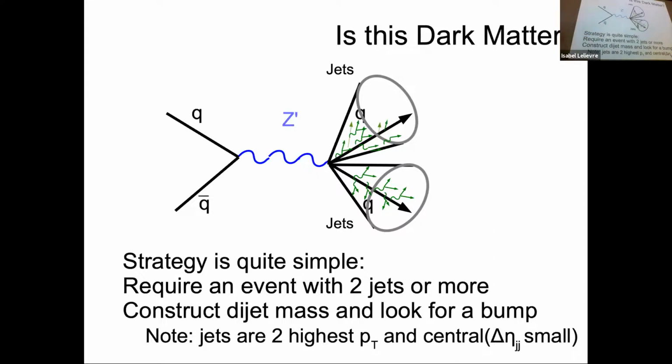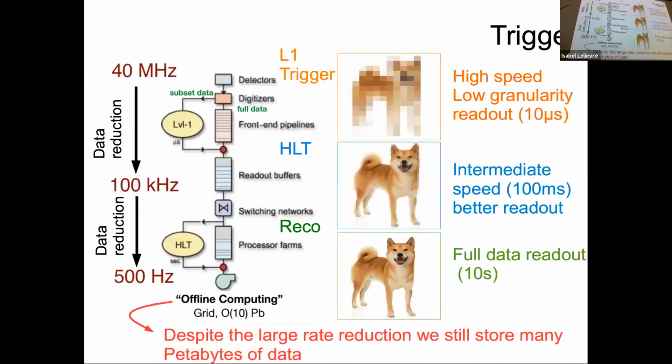We take the mass of that and we look for a bump, right? That's it. There are some details here about how we do it. The jets need to be central, but we just look for a bump. One thing to note though is that at the LHC, we take a lot of data. We collide at 40 megahertz, but we only take data at 500 hertz, which we save to disk.